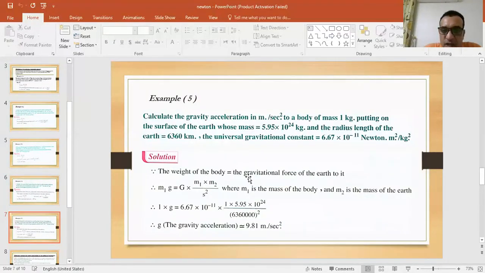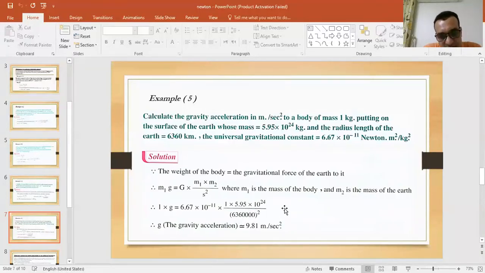The weight of the body equals the gravitational force of the Earth on it. M1 g equals G multiplied by M1 M2 over R squared, where M1 is the mass of the body and M2 is the mass of the Earth. By replacing in the formula, we get that M1 equals 1, multiply g equals G equals 6.67 times 10 to the power negative 11 multiply M1 equals 1 times M2 equals 5.95 multiplied by 10 to the power 24 over R squared.